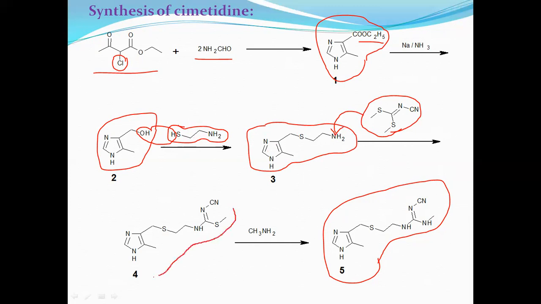Once the substitution occurs, a further intermediate forms. Once the polar group is substituted on the terminal carbon atom, it reacts with methylamine, replacing the sulfur group present in the structure, to give cimetidine as the final product of this synthesis.